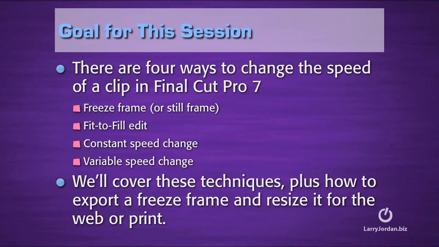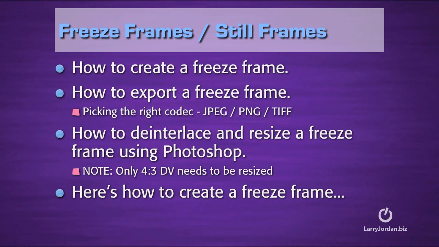The goals for this session are to illustrate the 4 ways that we can change the speed of a clip in Final Cut Pro 7. We can create freeze frames, which I will often call still frames. We can create fit-to-fill edits, constant speed changes, and variable speed changes. We'll cover these techniques, plus I'll also show you how to export a freeze frame and resize it for the web or print. We're going to start with freeze frames or still frames.